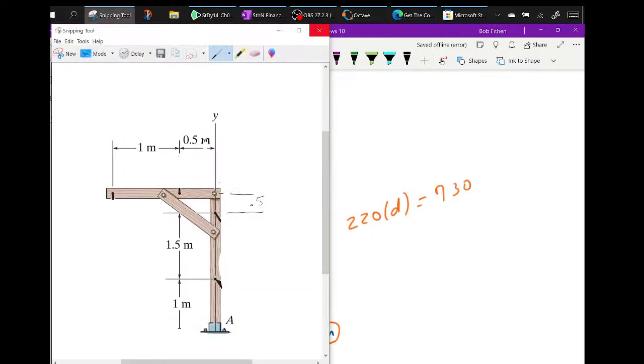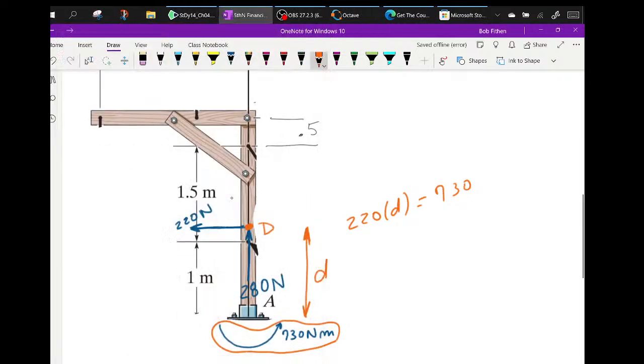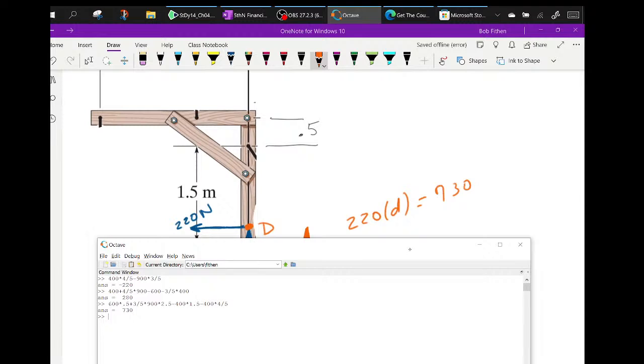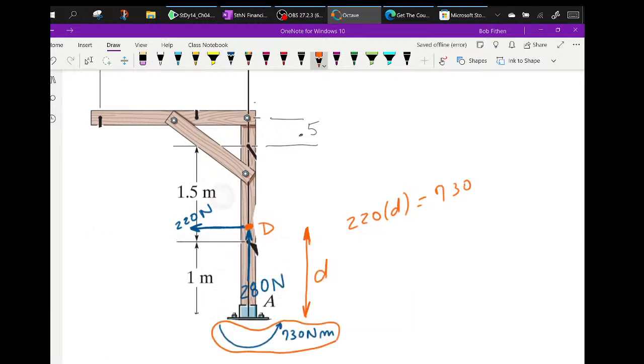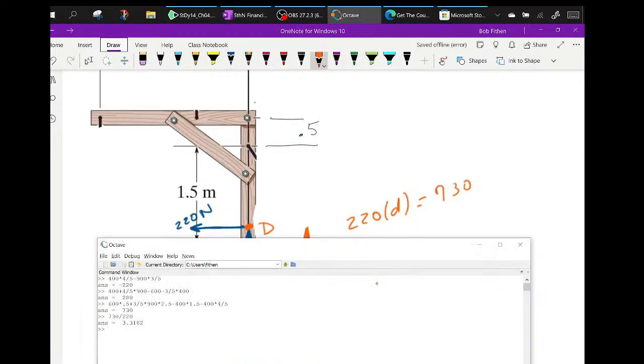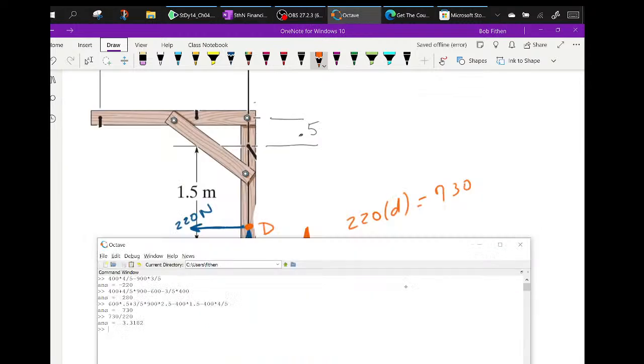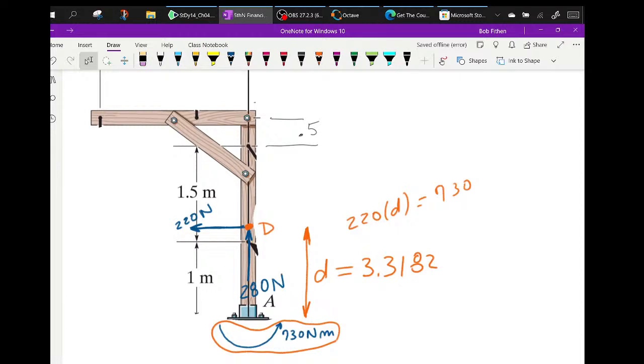And also, I don't know why I don't just touch this to get it up there. 730 divided by 220 is 3.3182. Okay, so I'm going to just say D equals 3.3182. Yeah. So here, I moved it up there.